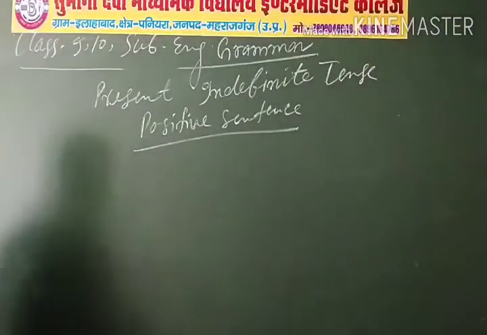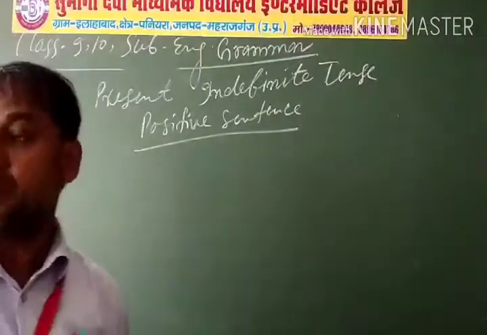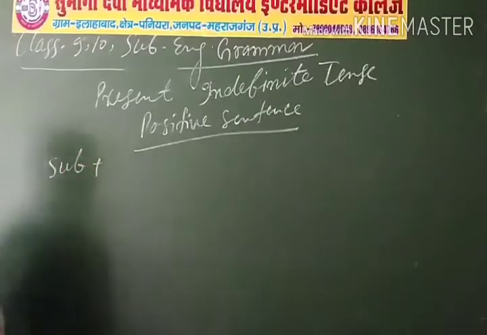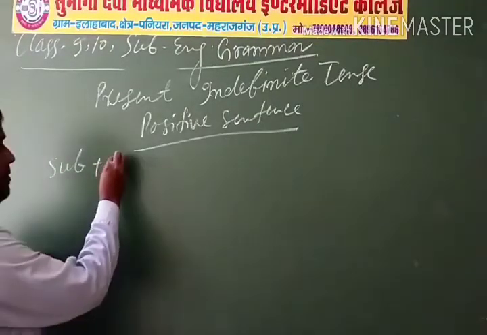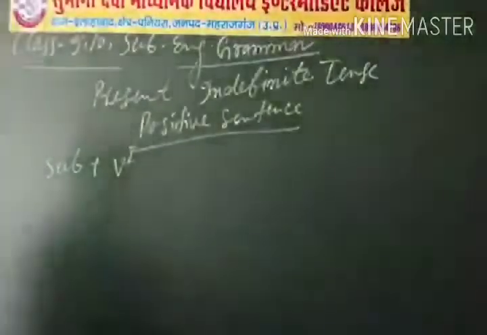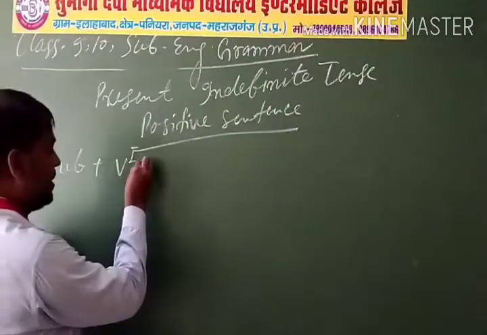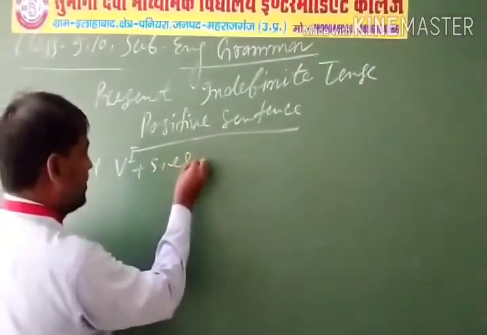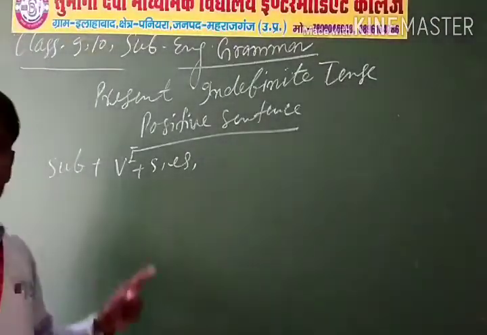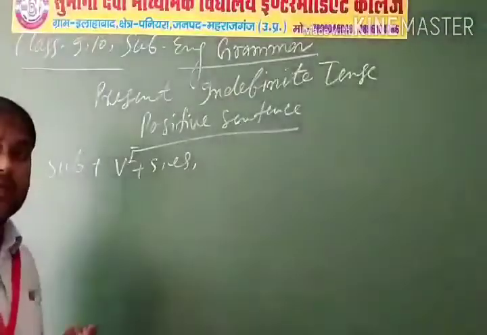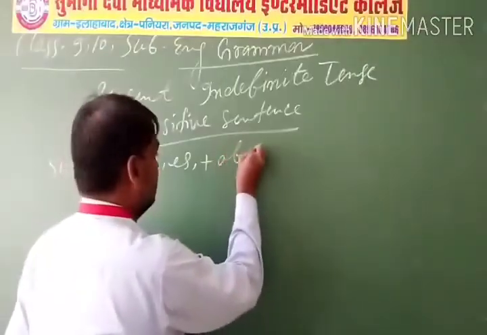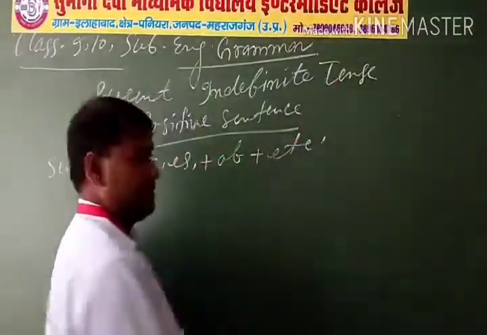In a positive sentence, in an affirmative sentence, first of all we have to write the subject, and after that the verb's first form. And suppose that if the subject is singular, then we have to join s or es. And if the subject is plural, or I, then you have to write only the verb's first form. And after that object etc.